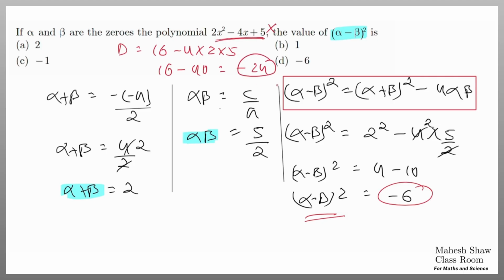This does not have a real root, but since it is an MCQ and we have to find the value of (alpha minus beta) whole squared, and we got this as negative 6, the correct option is minus 6.